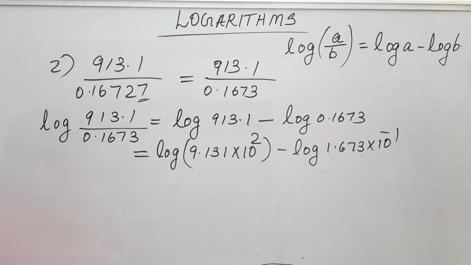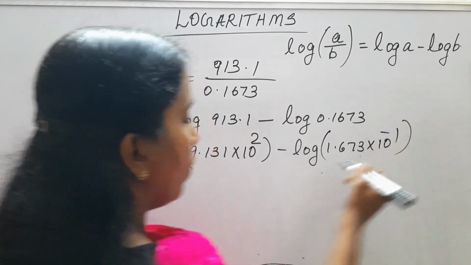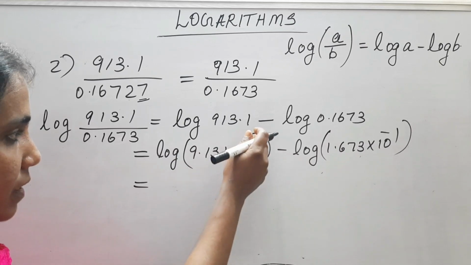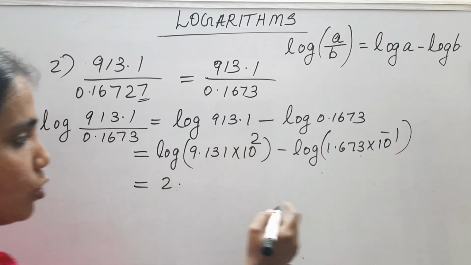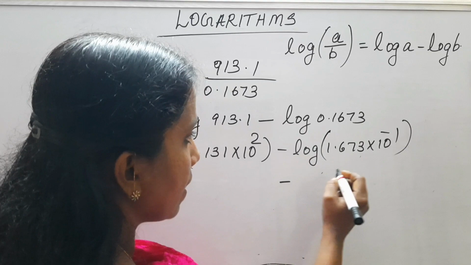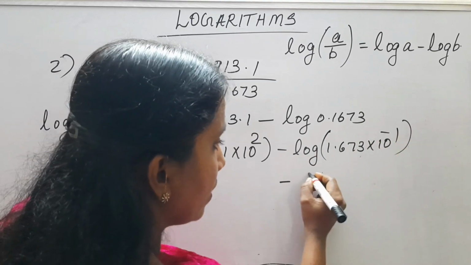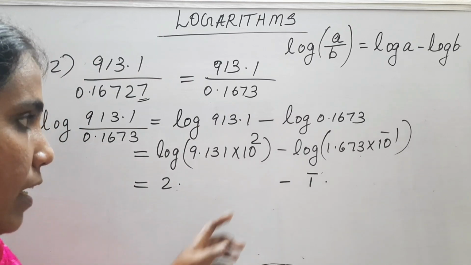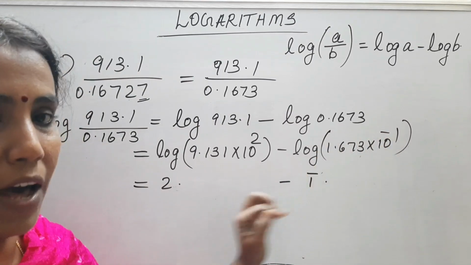1.673 into 10 raised to minus 1. Now you have to write the logarithm. So first we write the exponent part. Here it is 2 minus, then it is negative 1, that we will write as bar 1. So that is a point to be noted. So here it is bar 1.